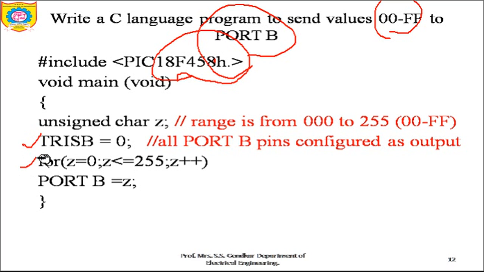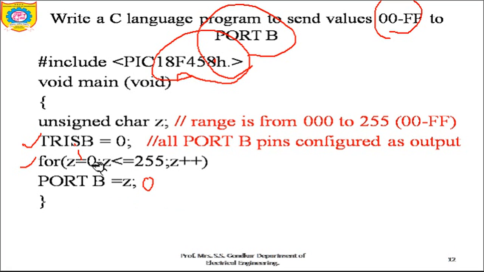Now we have a condition, a for loop: Z equal to 0, Z less than 255, Z plus plus. What will it do? Initially Z is equal to 0, the initial condition. Is Z less than or equal to 255, which is the maximum value? Yes, it is less. Then increment, so the first value will be passed. As the condition is satisfied, PORTB is equal to Z. What is the value of Z now? Z is equal to 0. That value will be on port B, outputted, which means it is 0.